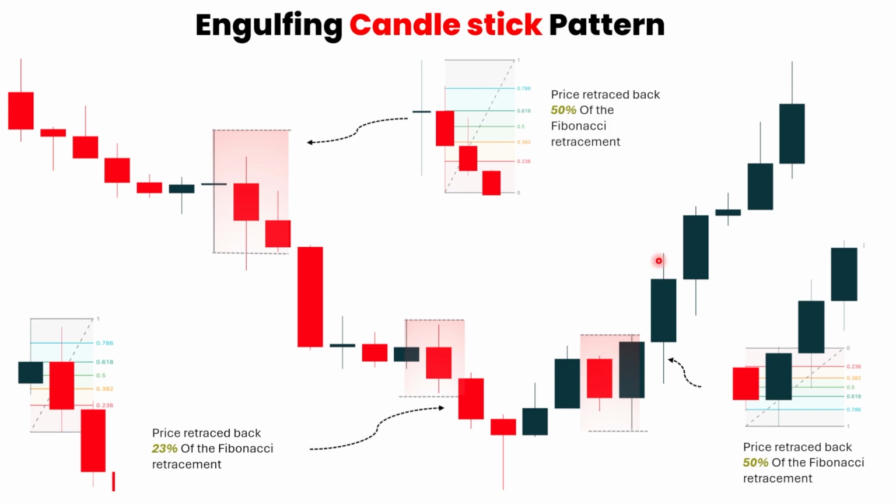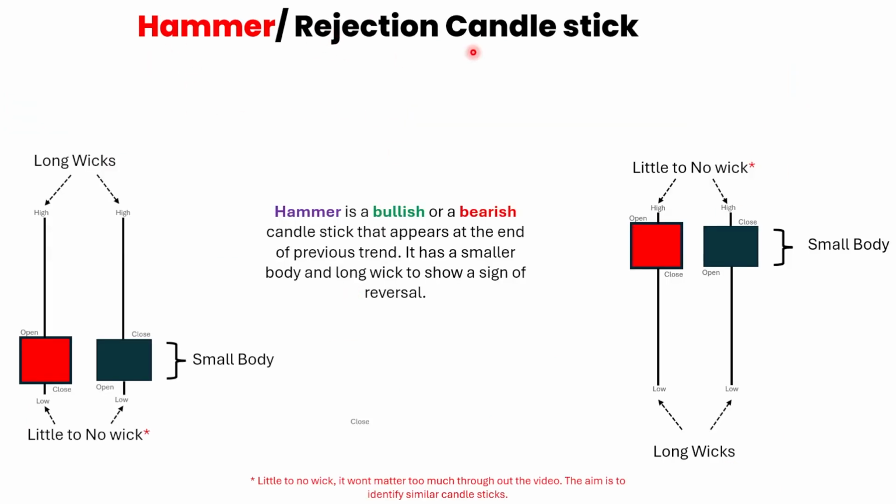So that's everything that I wanted to cover on the engulfing candlestick pattern, but we are still going to make some huge improvement when we move forward with this video. So right now, let's move on to the hammer or rejection candlestick so that you can understand, and in the end we are going to combine the two and build a trading strategy so that you can have an edge. So let's move on. So for now, we have the hammer rejection candlestick.